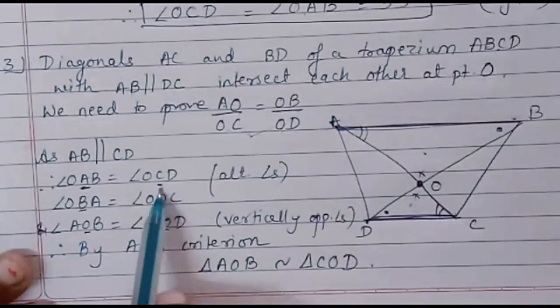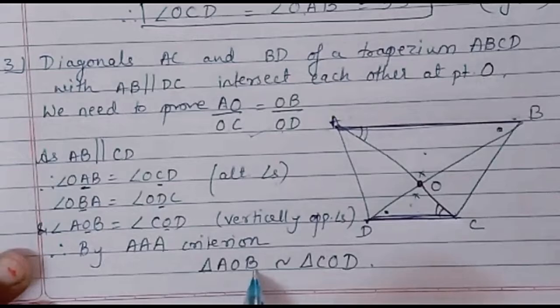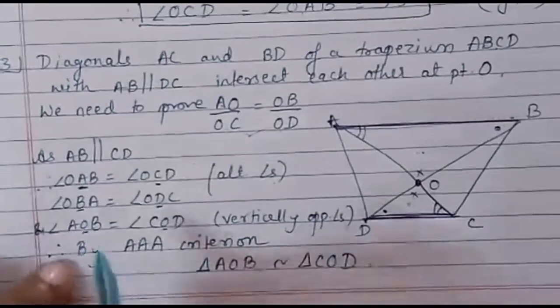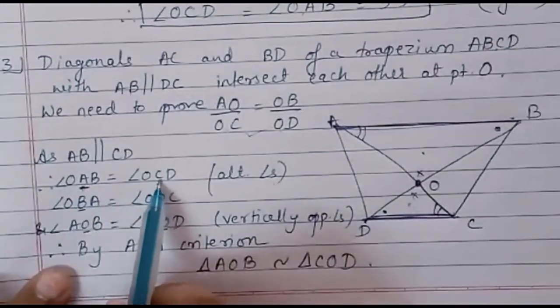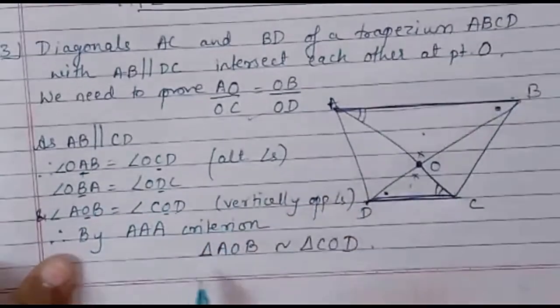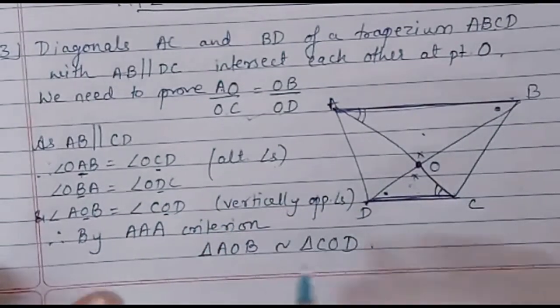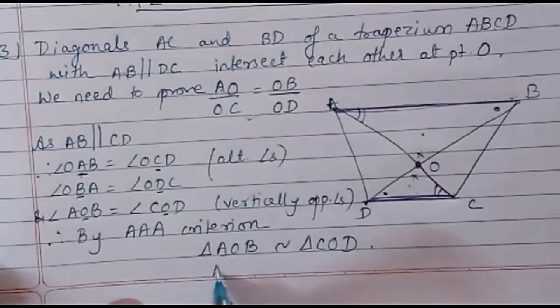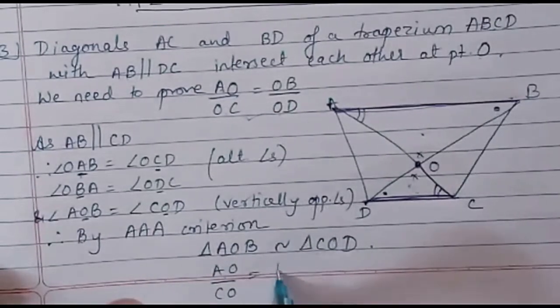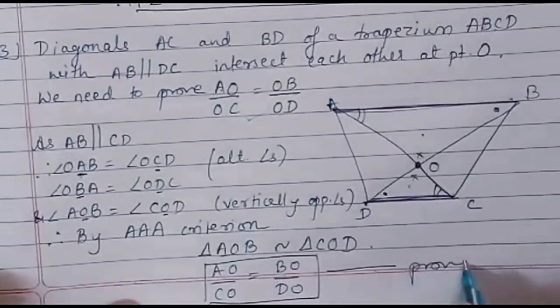Why am I highlighting these alphabets, these vertices? I want to show triangle AOB is similar to triangle COD. When you write A, the corresponding angle will be C. In the same way O with O and B with D. So once you have proved triangle AOB is similar to triangle COD, you can write AO upon CO is equal to BO upon DO, and that's what we needed to prove, and hence the result is proved.